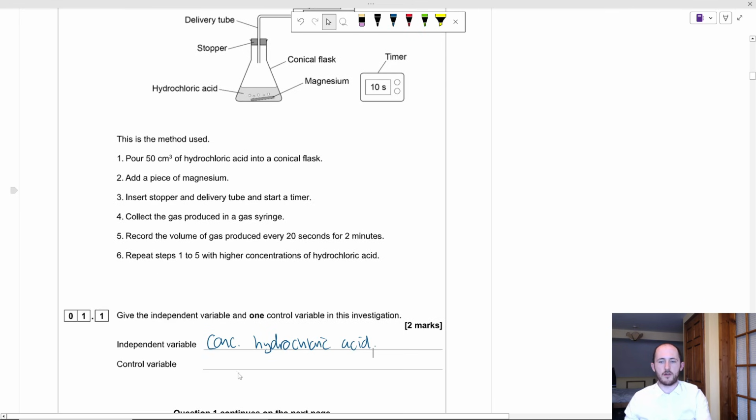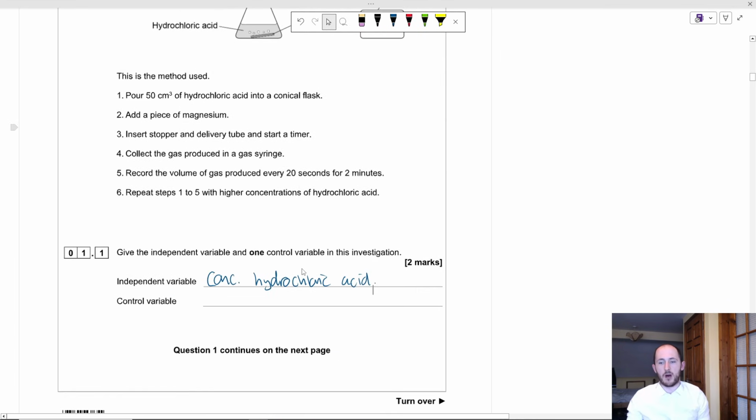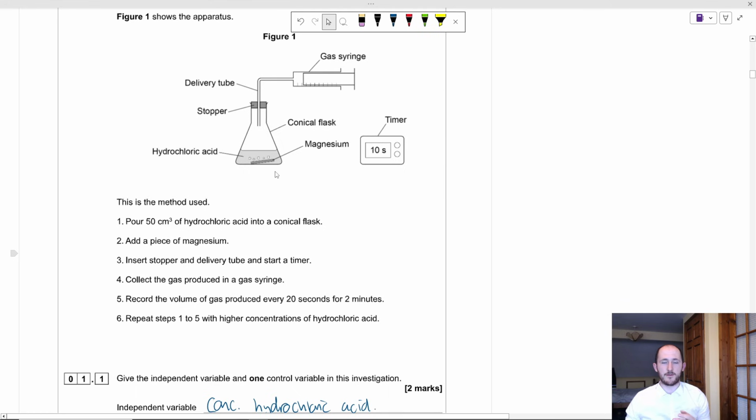Now, what about the control variable? Well, here's what you need to think of. You need to think of anything else that can affect this. Now, I'm thinking of rate of reaction, aren't I? Because I'm seeing how quickly a certain amount of gas is going to be produced, which is why we do it every 20 seconds. So what else affects rate of reaction? Well, the big one is temperature. So we want to keep the temperature the same, because that could affect my experiment.